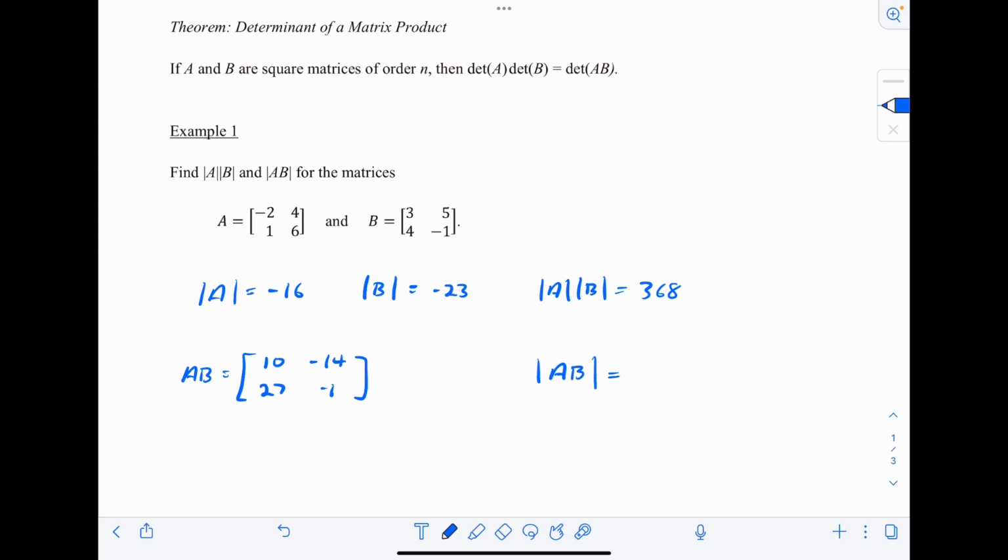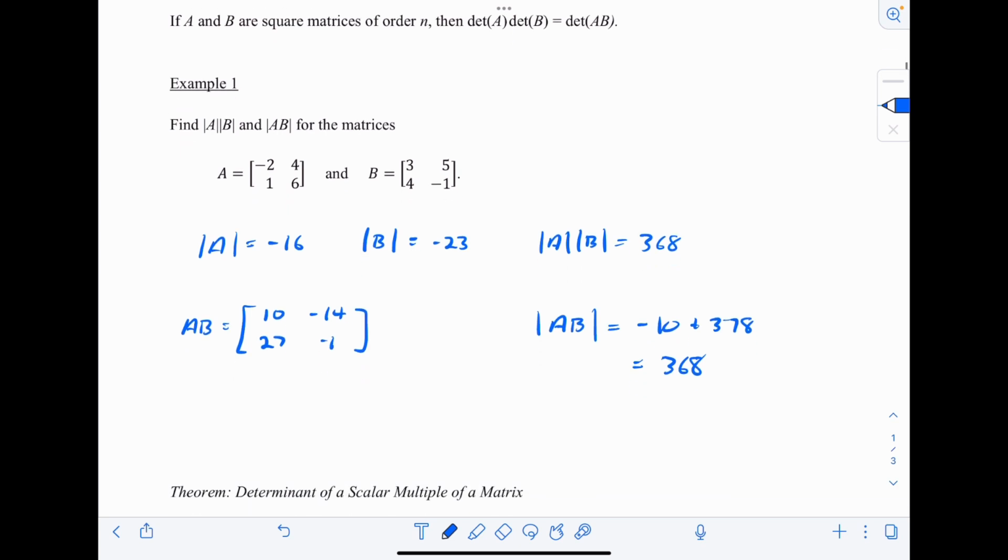negative 10, and then plus 378. Oops, that's messy. Let me just rewrite that. 378 is 368. So you can see we get the same value regardless of the order that we do it in. Not a proof of the theorem, but it just shows by example the truth of it.